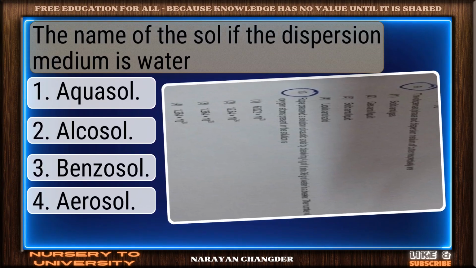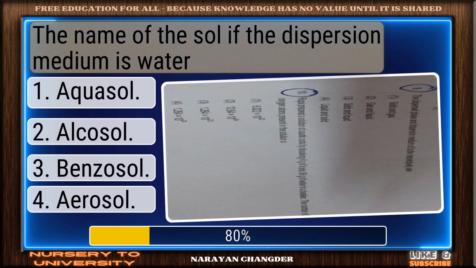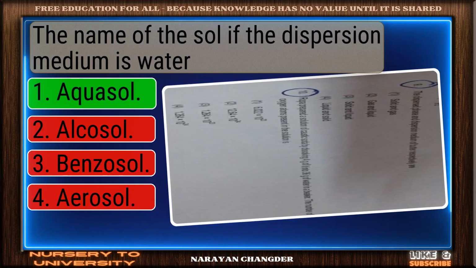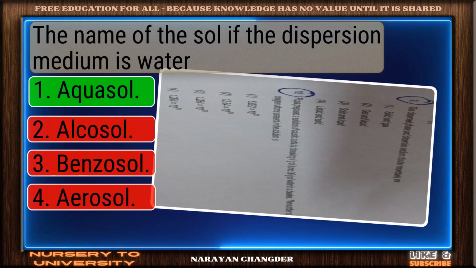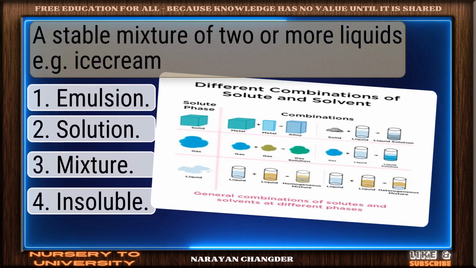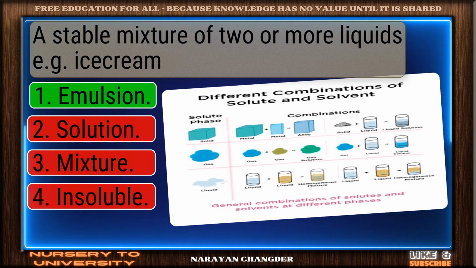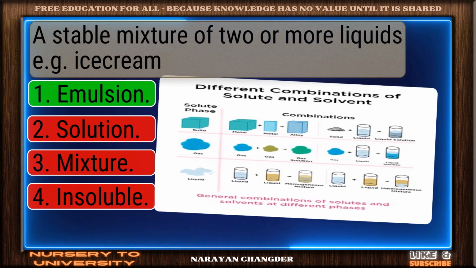The name of the sol if the dispersion medium is water. Valid point. Aquasol is true. A stable mixture of 2 or more liquids, e.g. ice cream. Excellent choice. Emulsion is the right answer.